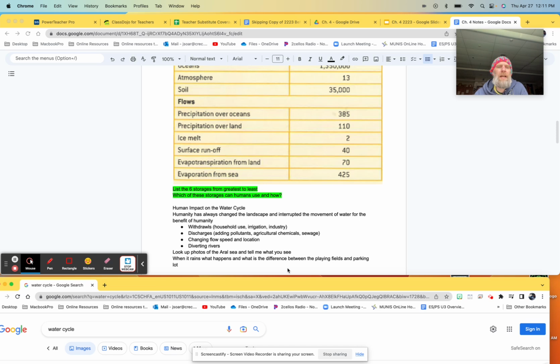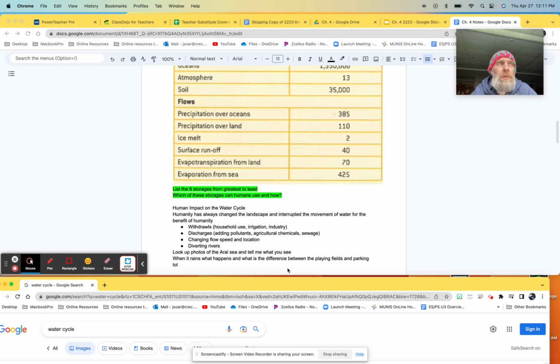Human impact on the water cycle. Humanity has always changed the landscape and interrupted the movement of water for the benefit of humanity. Think of dams. Withdrawals, household use, irrigation, industry. So we draw water out of reservoirs or even the aquifers for household use to wash dishes, flush toilets, all that sort of stuff. We do the same for crops as far as irrigation. We draw water out, we bring it to the farm, and there's different ways to irrigate, which is rather interesting. But yeah, that's how we use it.